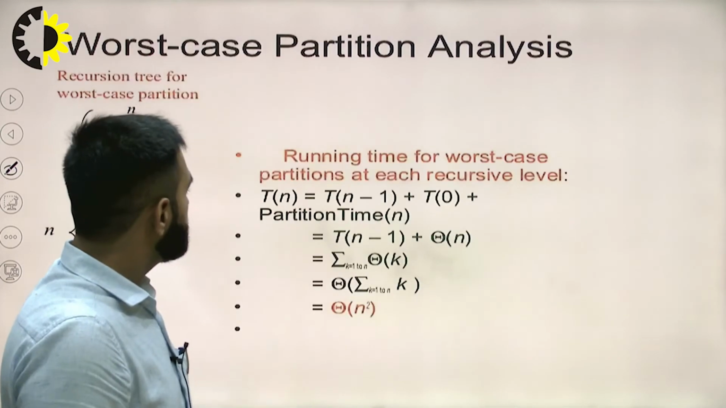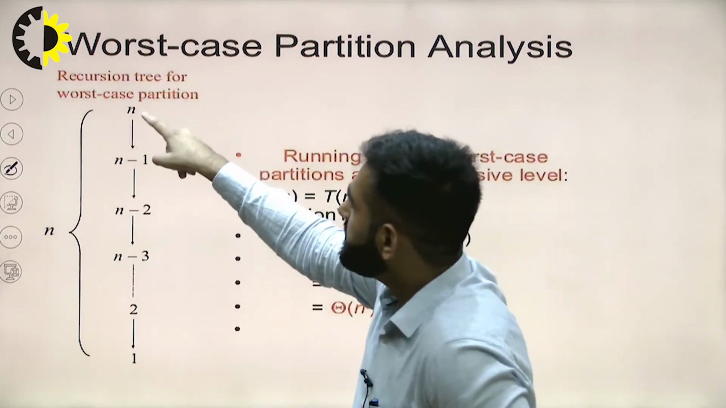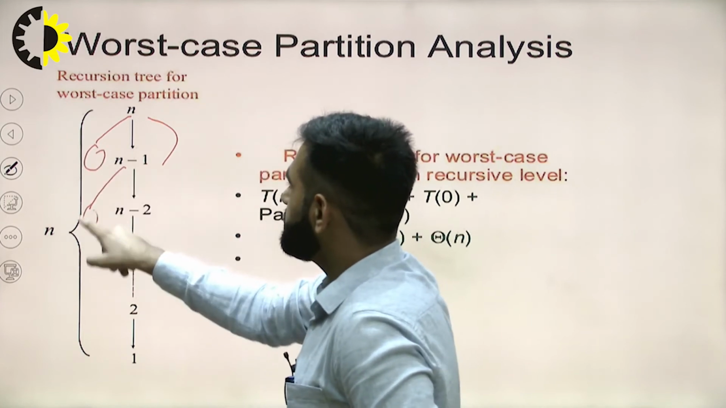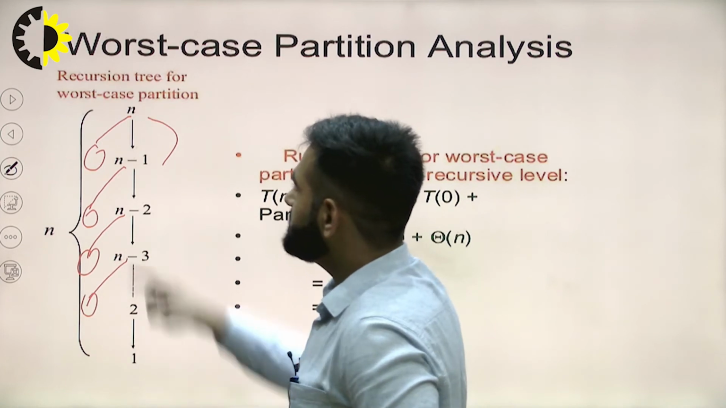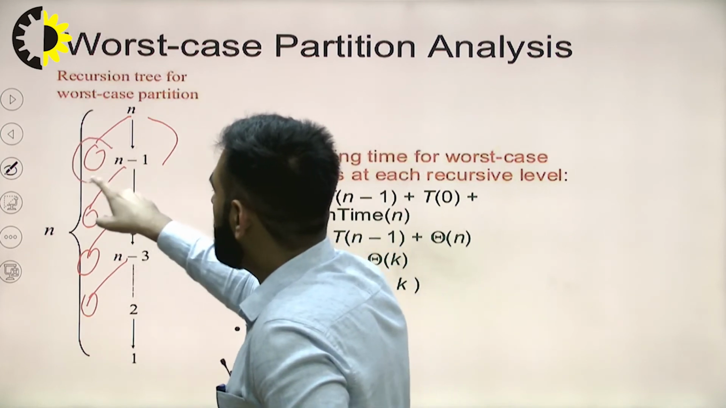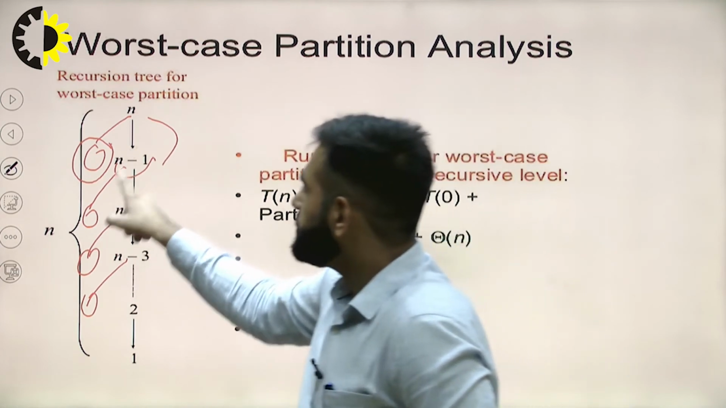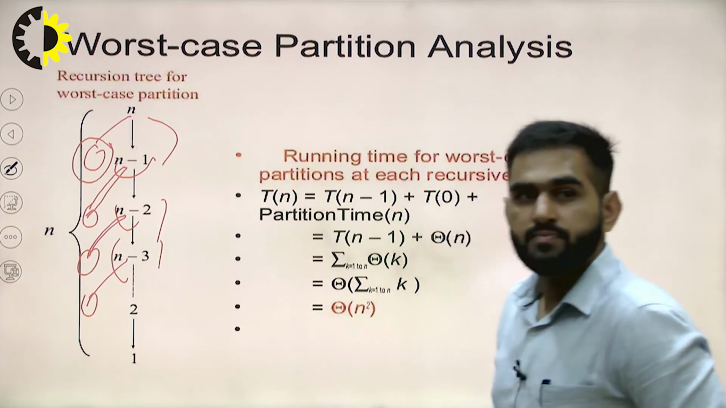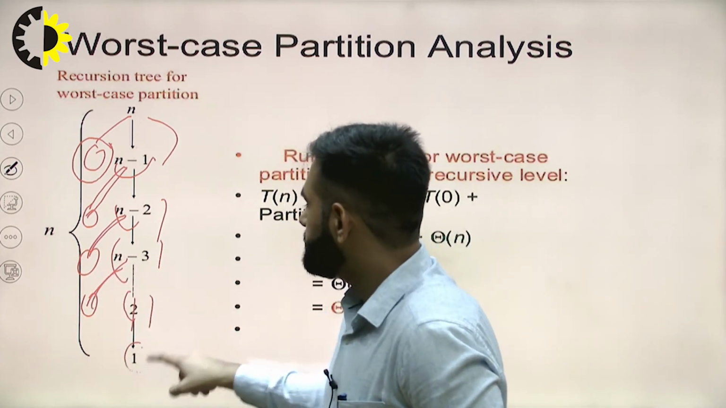See, the recursion tree is like this. n-1, one side is 0. Again, one side is 0. n-2, one side is 0. n-3, one side is 0. This means the size of the subproblem is divided into two parts, 0 and n-1 size. Again, 0 and n-2 size. 0 and n-3 size. Same, 2, 1. We'll stop here.